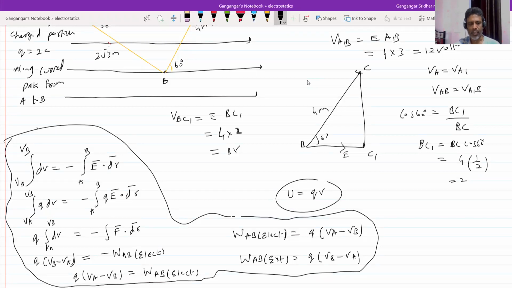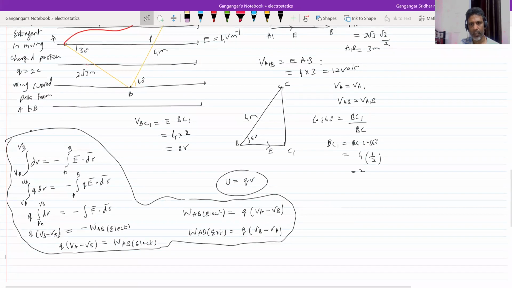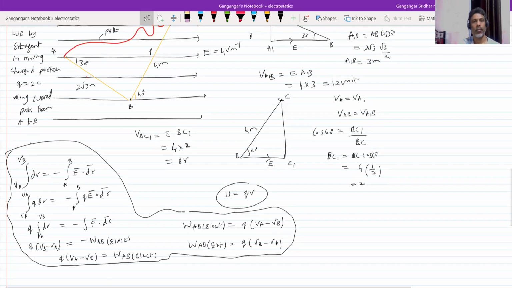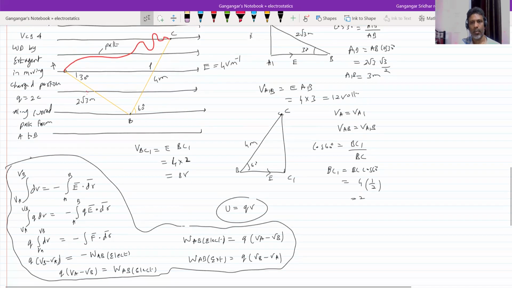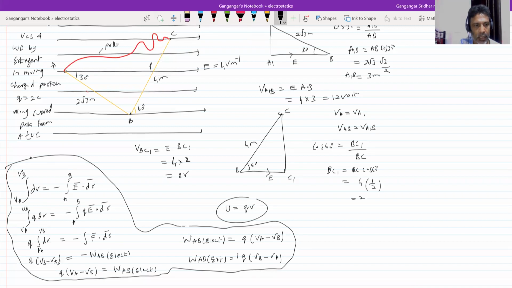Now, what is our question? I'll zoom in so that everything will be visible. Our question is to find out the work done by an external agent moving a charged particle from A to B. So do we know potential difference VBA? Sorry, this is C, no? Nobody observed the path. I'll make some changes here. In the question, it has become B, it should be C.